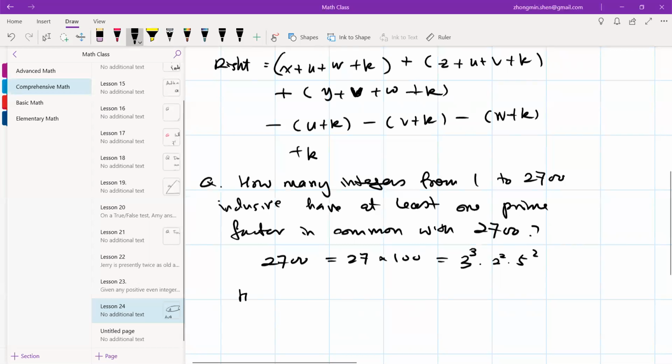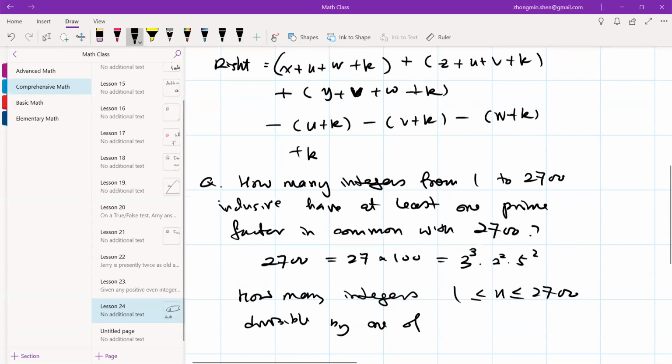Okay, so the question is how many integers between 1 and 2,700 are divisible by one of those prime factors.